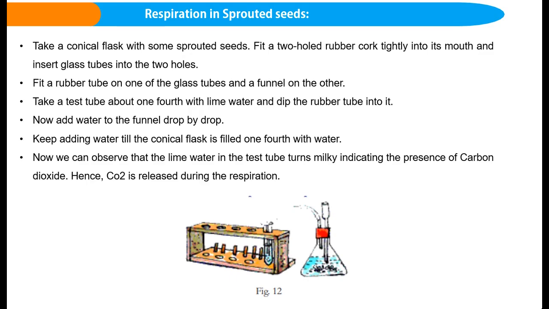Now after some time we can observe that the lime water in the test tube turns milky, indicating the presence of carbon dioxide. And where does this carbon dioxide come from? That is due to the respiration of these sprouted seeds. And not only sprouted seeds, we can do the same experiment by using flowers, flower buds, and small rooted plants. As they carry out respiration, the lime water in the test tube turns milky.